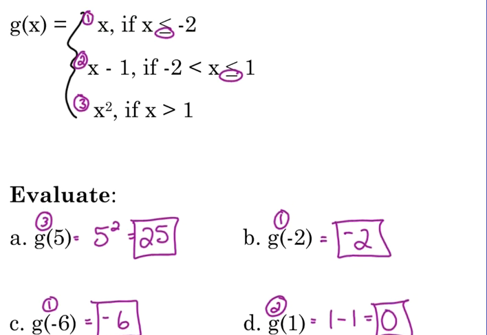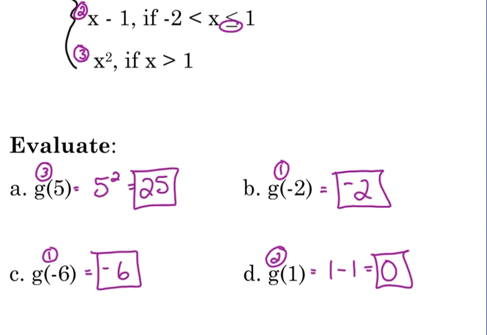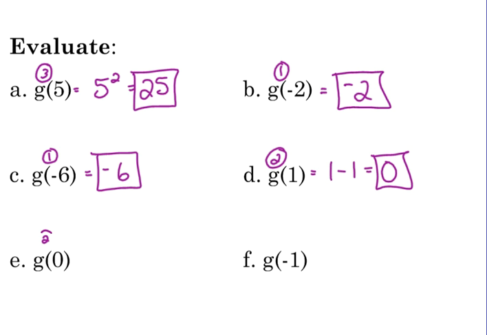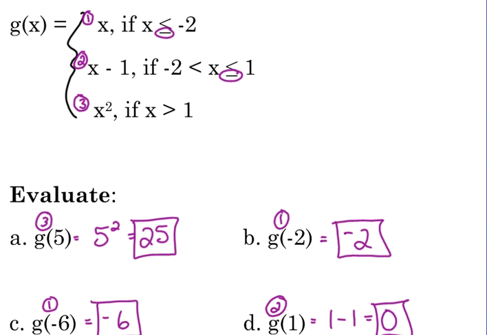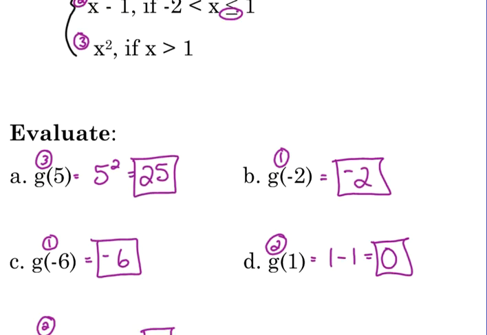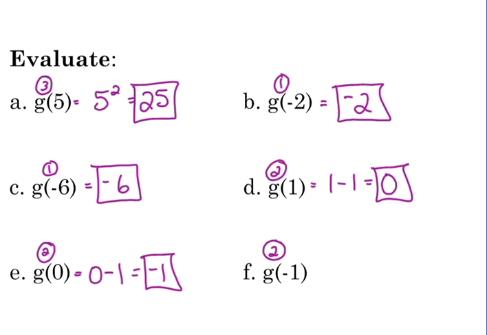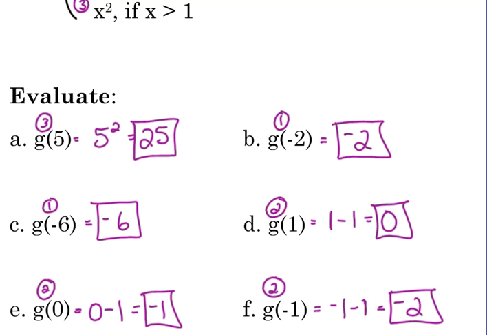G of 0. Which one does that fit into? 2. 0 is between negative 2 and 1. So piece 2 is x minus 1. So 0 minus 1 is negative 1. And then G of negative 1, where does that fall in? It also falls into piece 2. So negative 1 minus 1 is negative 2. All right.